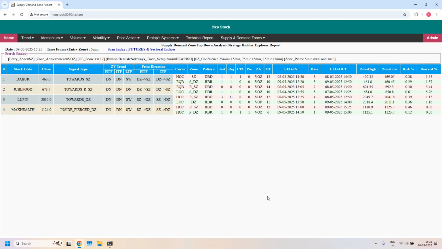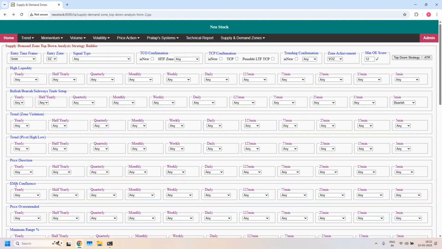We got 4 stocks. In these 4 stocks, these 5 minute supply zones are overlapped with 15 minute supply zone. Both together again overlapped with 75 minute supply zone. And 75 minutes trend is down in all the stocks. Let's verify any 75 minute supply zone having daily EMA confluence.